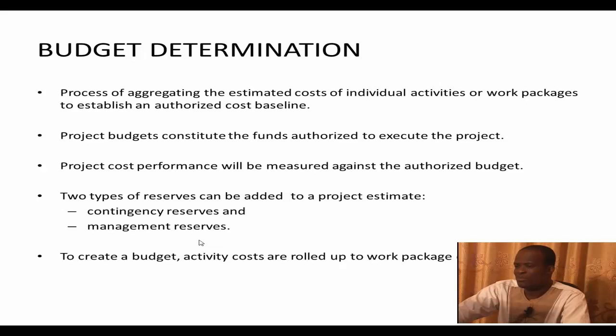Then we have the budget determination. Now, previously we just spoke about each of the individual components that make up the projects, and how much resources we needed for each component. Now, the budget estimating basically is the process of aggregating the estimated cost of the individual activities or work packages to establish what we call an authorized cost baseline. Okay, and it's extremely important.